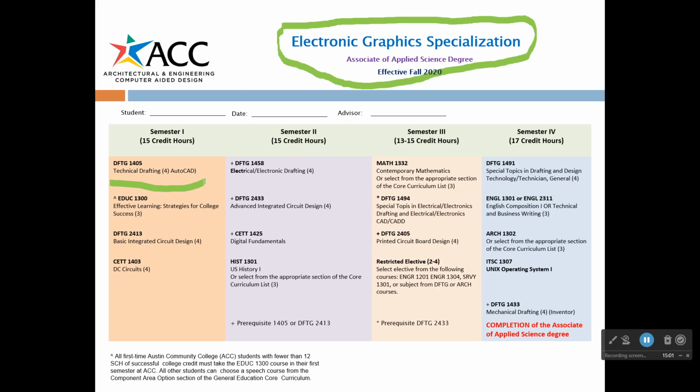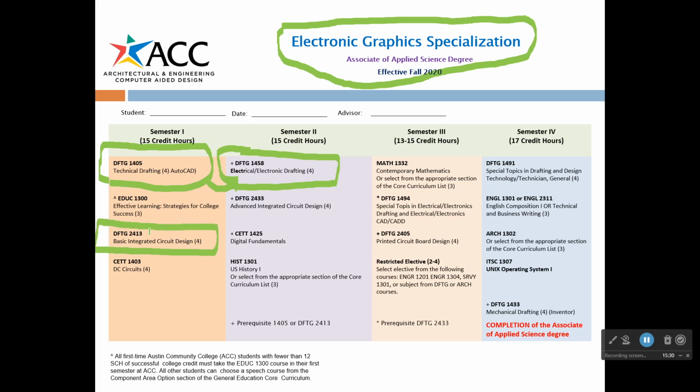And so in your first semester, if you're going for the associate degree, we do require that you take 1405, so you know the basics of drafting in CAD. And that also gets you ready in your second semester for a course called Dftg 1458. So this is a course you could enroll in next semester, Dftg 1458, which is electrical and electronic drafting. Another course you could take next semester is Dftg 2413, which is basic IC design. And you actually could have taken that this semester because 1405 is not the prereq for basic IC design.